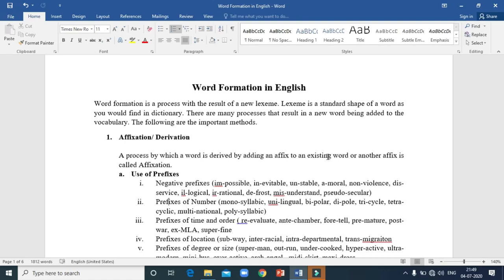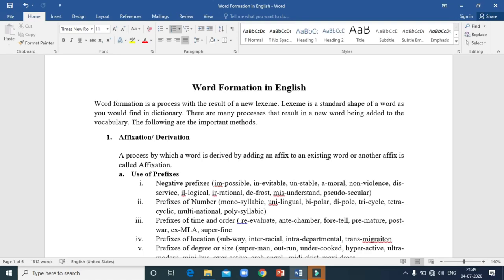Now, we know that language is a living, growing thing. Every year, a certain number of new words get added to the dictionary very formally. So we have to learn how these new words come into being. It is for that purpose that we are going to learn this particular lesson, word formation in English.